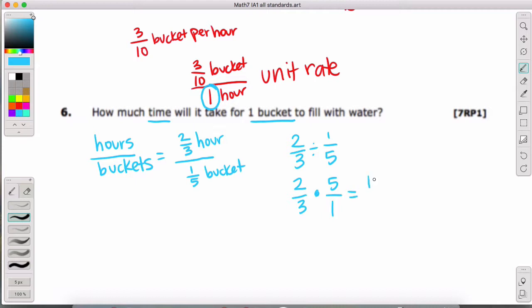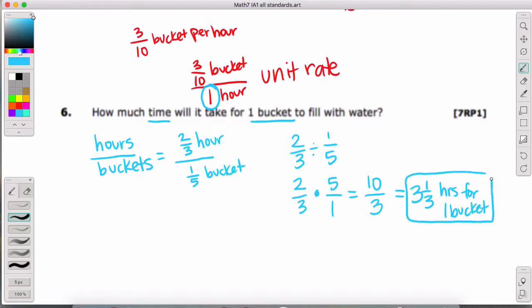5 times 2 is 10. 3 times 1 is 3. So that tells me it is 10/3 over 1. Or I can think of this as, this is an improper fraction, 3 goes into 10 3 times, makes 9, there's 1 left over out of 3. So that is 3 1/3 hours for one bucket. So if I want to fill one bucket, it's going to take me 3 1/3 hours to do that. You could check over here.